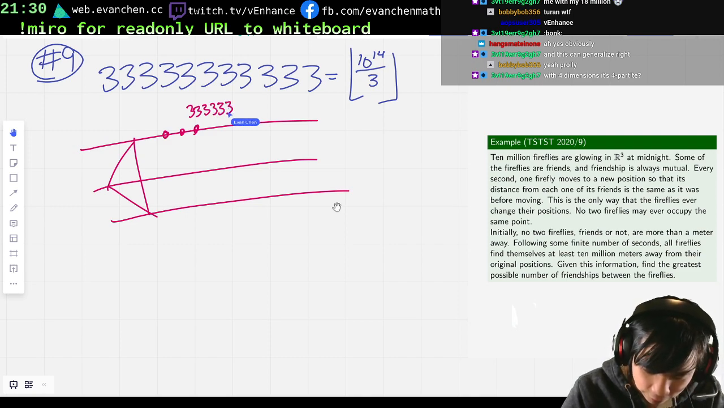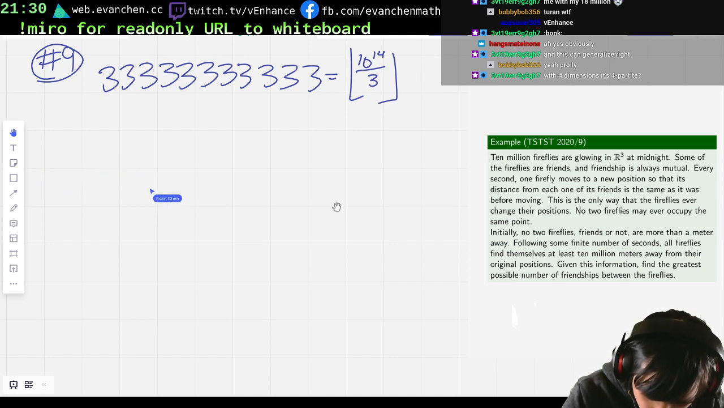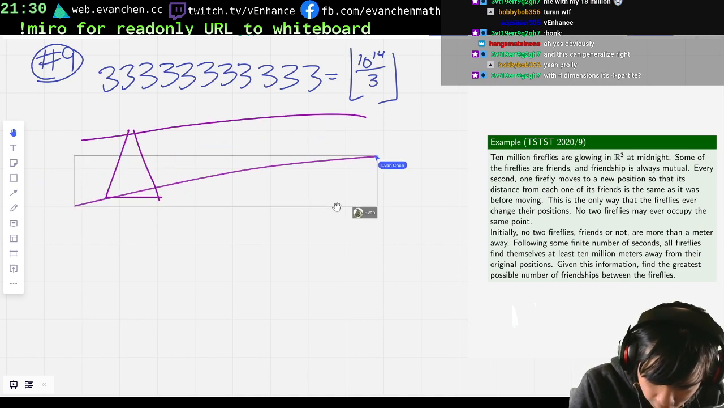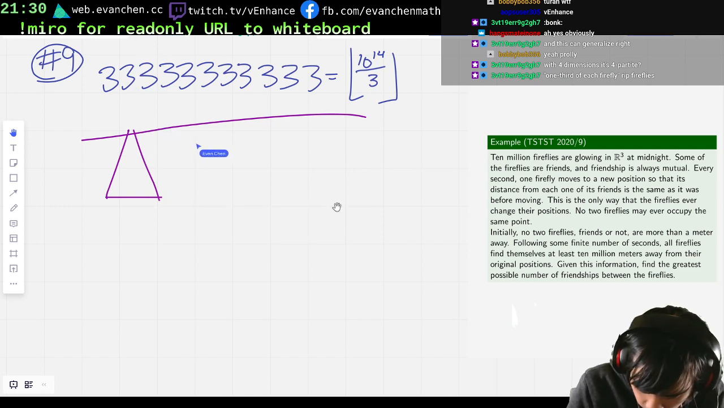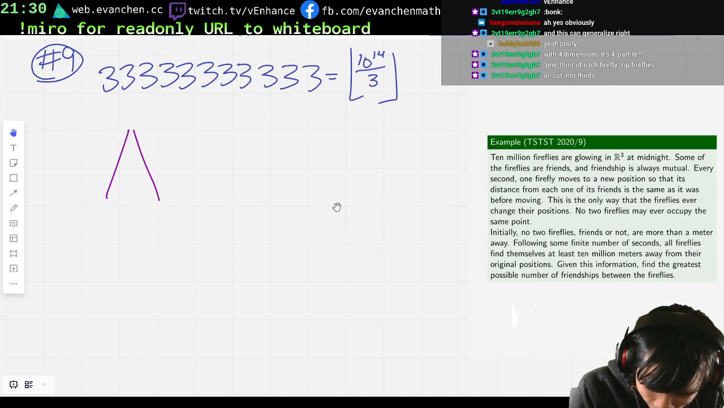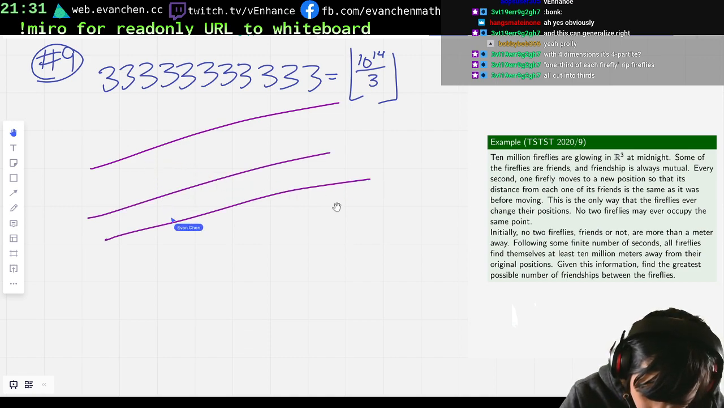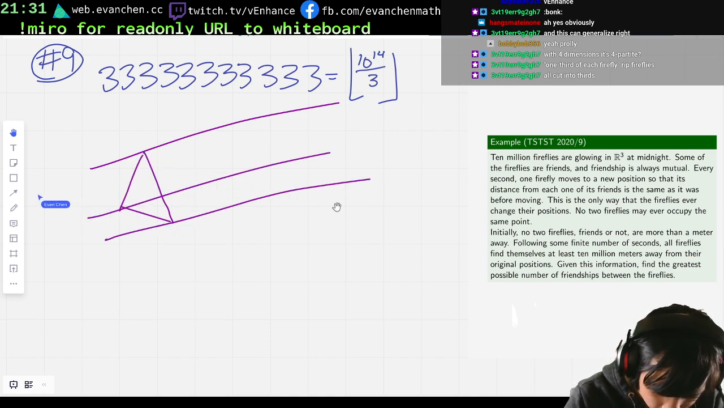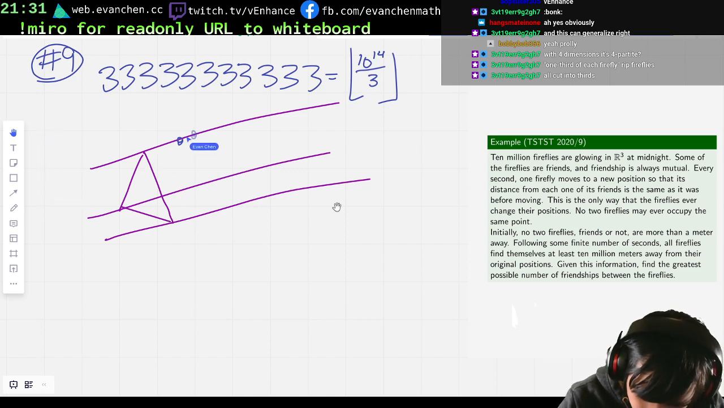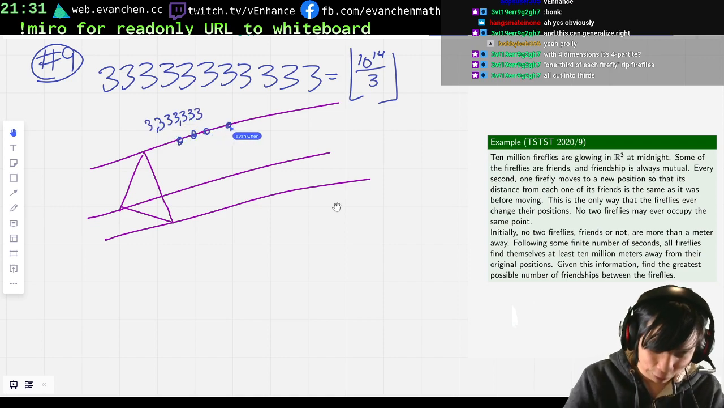Actually, hang on. I should do these in different colors, just to be extra clear. Okay, we're gonna do this. Oh, that doesn't look right at all. It was better before. Okay, there we go. Cool. So here I'm gonna put about a third of the fireflies. Just put them anywhere on this line.